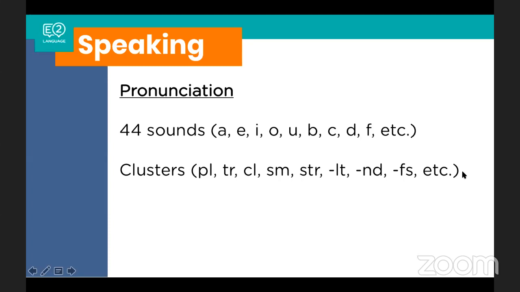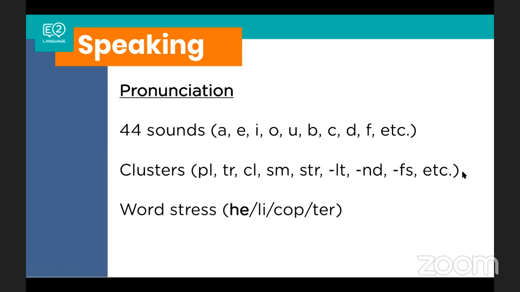There's also what we call clusters of sounds. So not individual sounds, but groups of sounds like pl, tr, cl, sm, or str, for example. Like, for example, place or tree or clothes or small or street, str. You can say the S, the T, and the R are making a cluster. And also at the end of the word, we have like ult and und and fs, etc. So these are the individual sounds combined into clusters. That's another part of speaking and pronunciation. And then this is also another part as well.